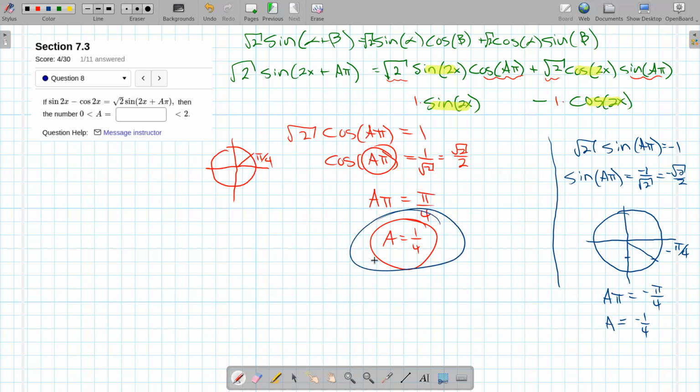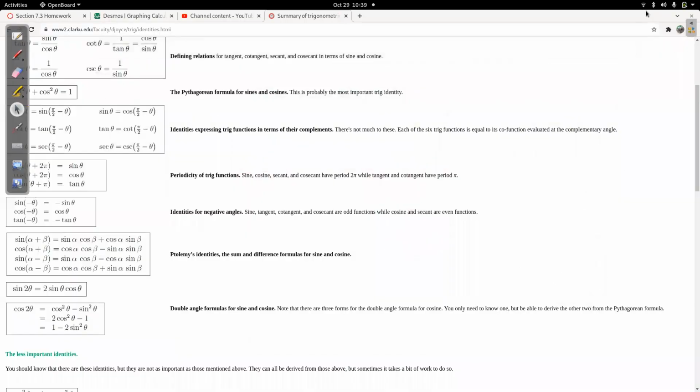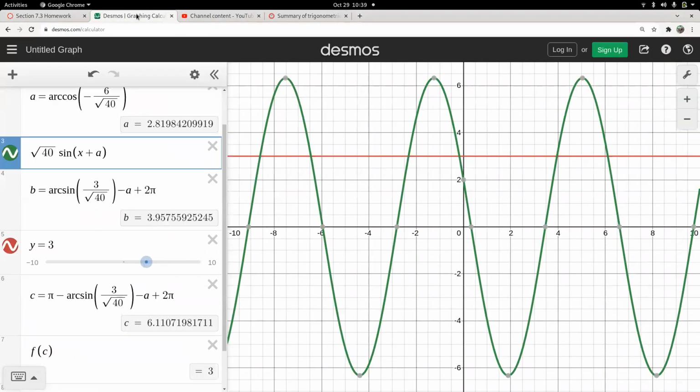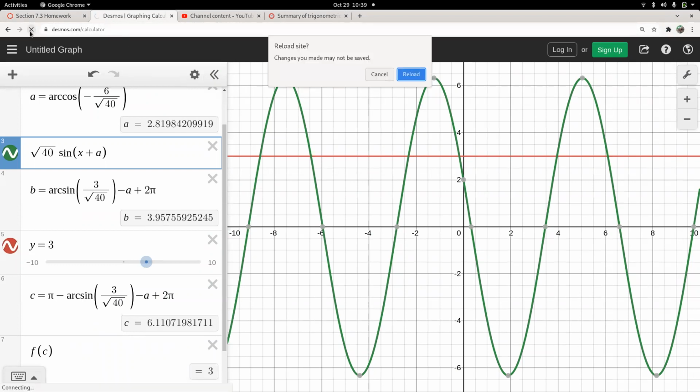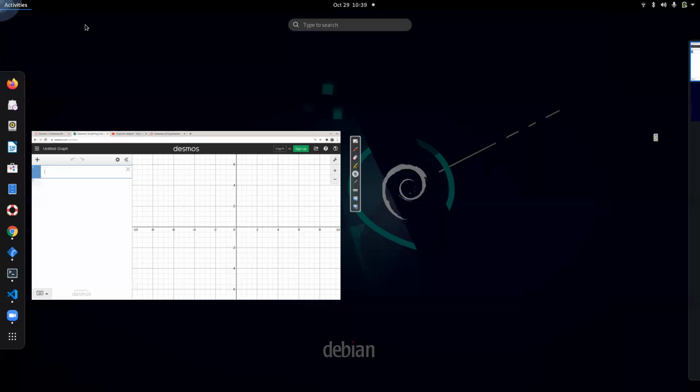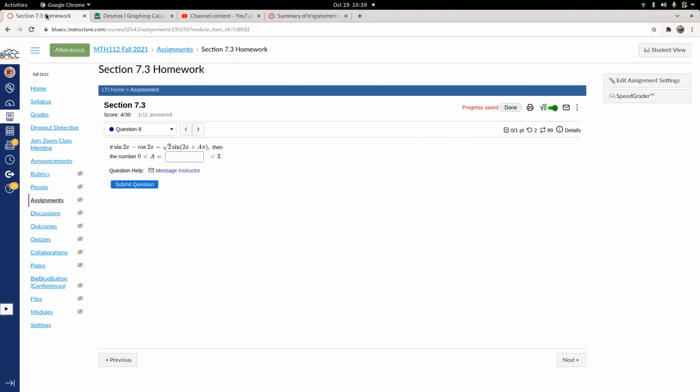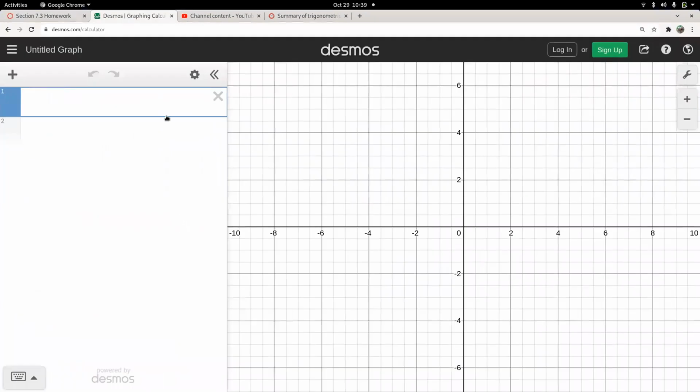How can I check? Graph it. Let's see if I replace a with 1/4 here. Does this graph match that graph? So let's check our grapher. And let's just get a new one. So sine of 2x minus cosine of 2x.